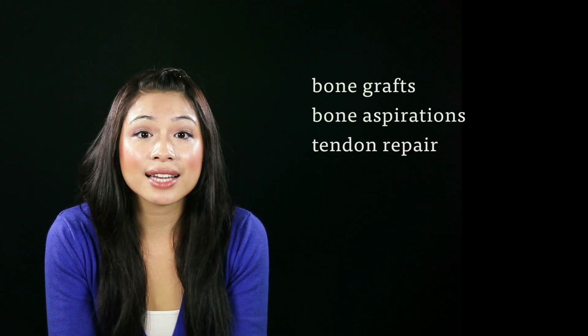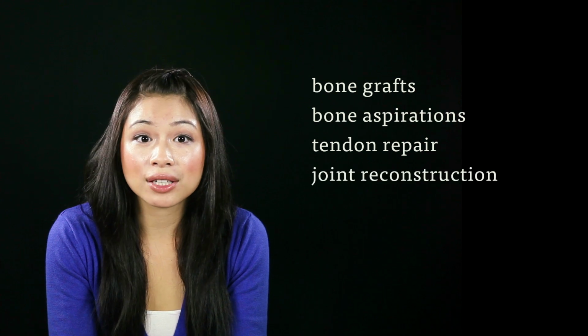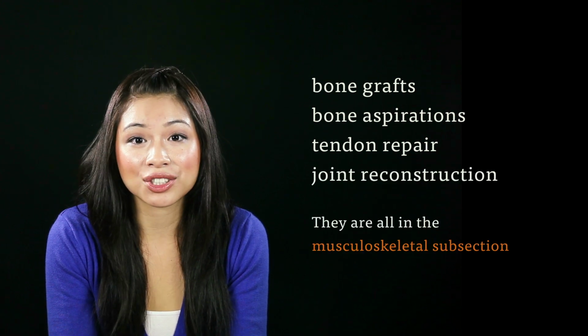Essentially, anything that relates to the bones and muscles of the body can be found in the musculoskeletal subsection of surgery. If a patient needs a bunion removed, that's in the musculoskeletal section. Bone grafts, bone aspirations, tendon repair, joint reconstruction, they're all in the musculoskeletal subsection. By learning the proper terms for the area of the body, you can navigate right to the correct part of the subsection, so it's very important to get some flashcards and get to work.